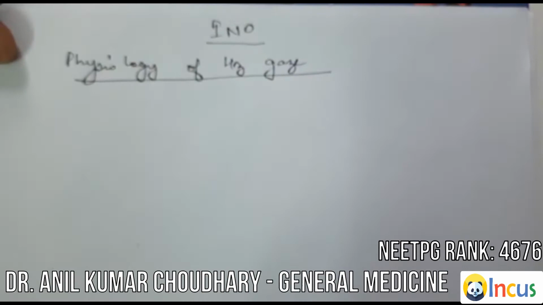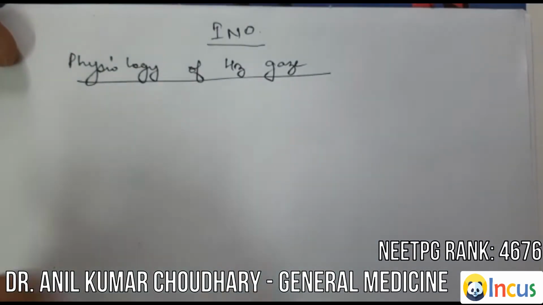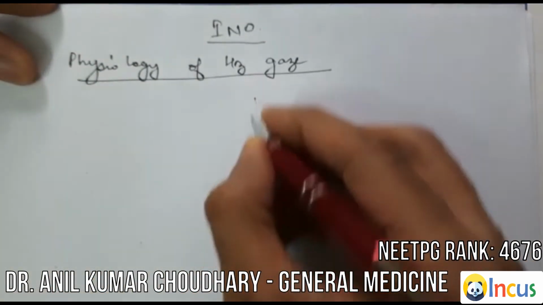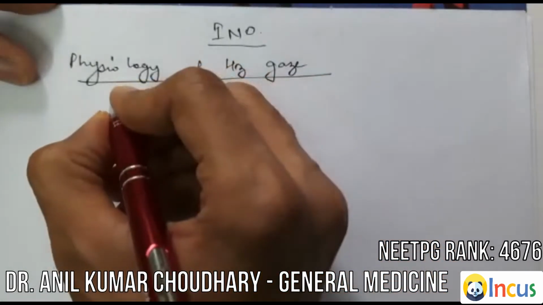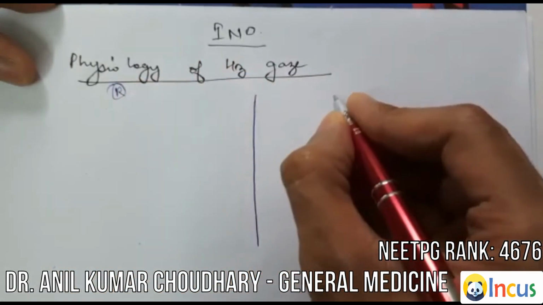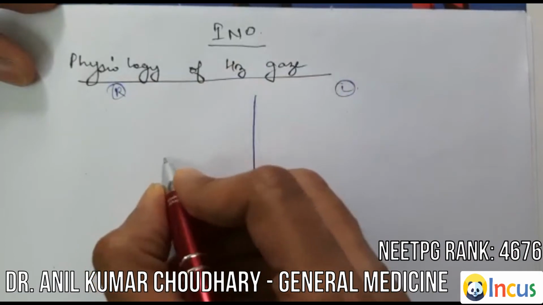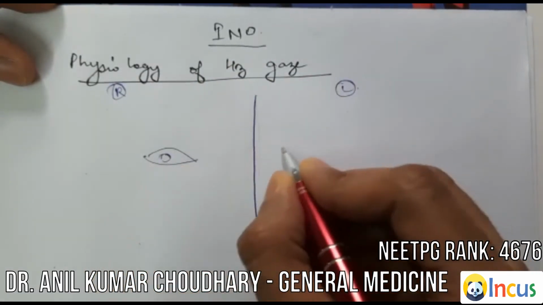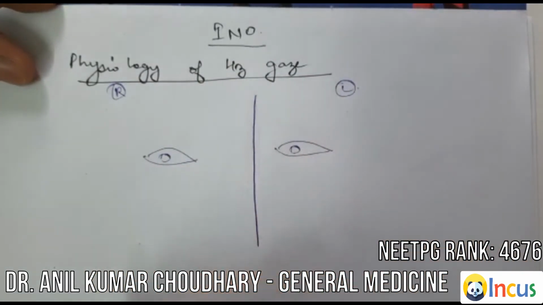So what does this mean? Physiology of horizontal gaze. Suppose this is the midline, this being the right side and this is the left side. These are the eyes we have. These are the beautiful eyes we have.